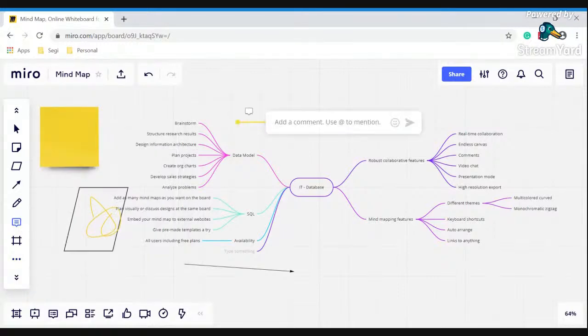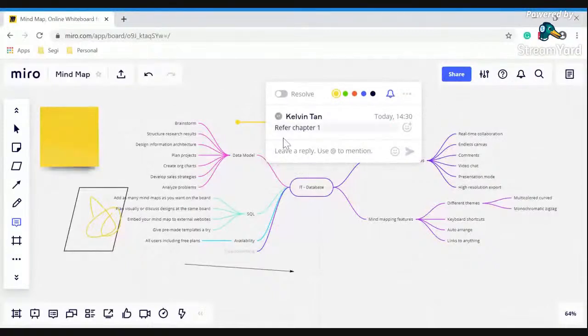Okay, you can just put some comment here also, same like here, refer to chapter 1 and so on. Okay, maybe just remind which chapter this point refers to, but this is not so important, it just may help you to proceed later. Okay, from here, after you finish, there are a few functions that can help you to do this mind map.